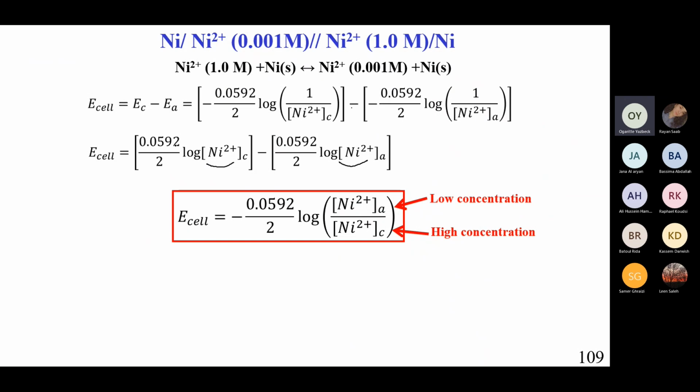Now if I factor out the 0.0592 divided by 2 with a negative sign, you get log nickel 2 plus of the anode, because with the negative it becomes positive. And there becomes a negative sign in front. If I bring it to the inside, it becomes 1 over nickel 2 plus of the cathode. This equation can be used all the time.